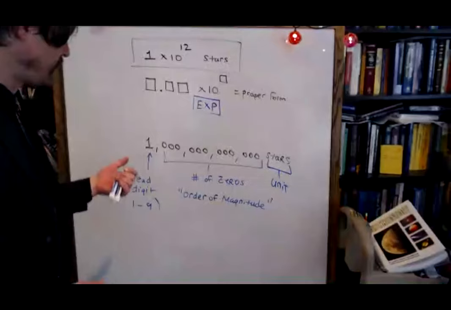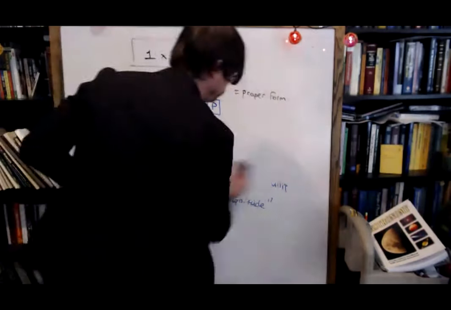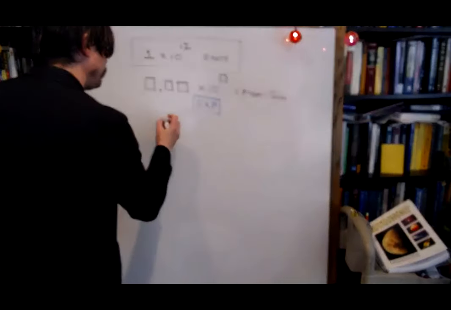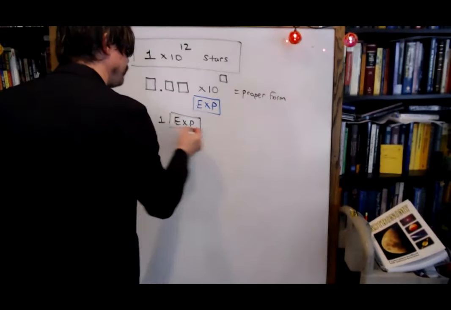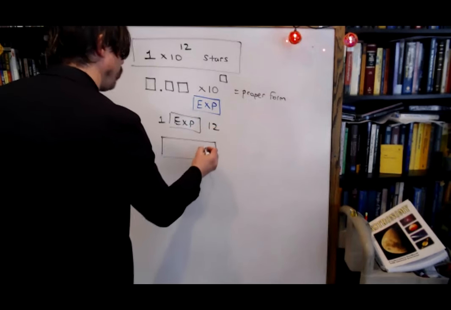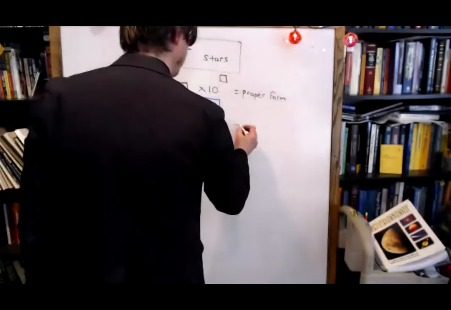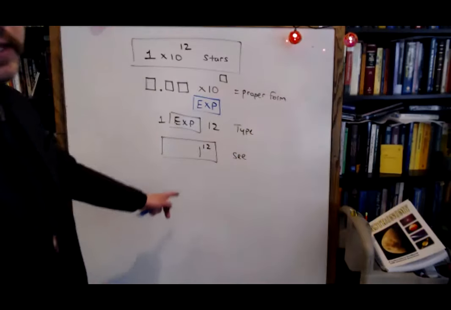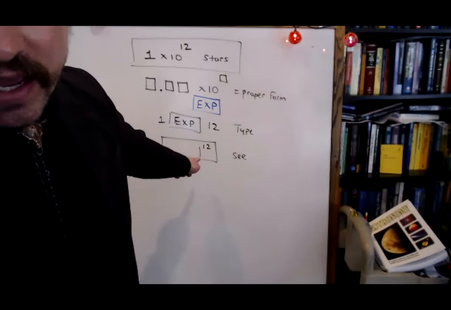Yeah. Now listen, when I write things into my calculator, I type 1 EXP 12, I will see in my display 1 12. So this is what you type. This is what you see. But you will never, ever, ever write that down on your paper.